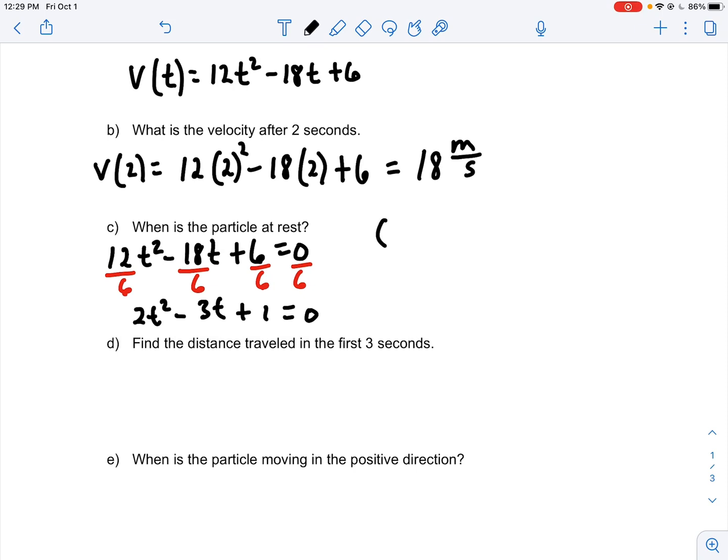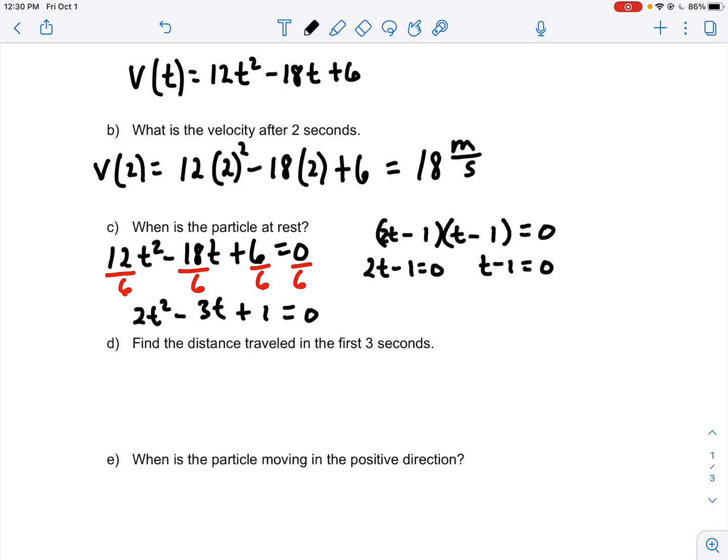This one does factor pretty easily, so I'm going to use factoring. Notice we know because this is a plus sign that our signs are the same, and since this is a minus sign, we know they're both going to be subtraction signs. There's only 2 factors of 2t, and that's 2t and t. And then there's only one set of factors for 1, 1 times 1. So we have our factors pretty easily there. Now, take 2t minus 1 and set it equal to 0, and t minus 1 and set it equal to 0.